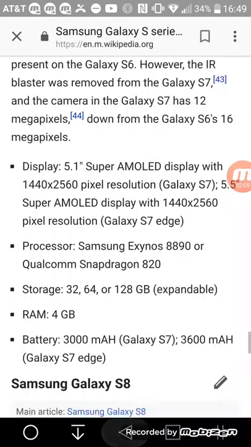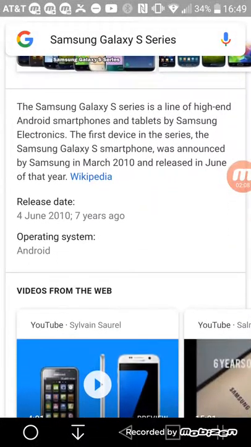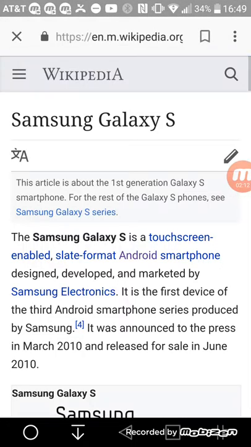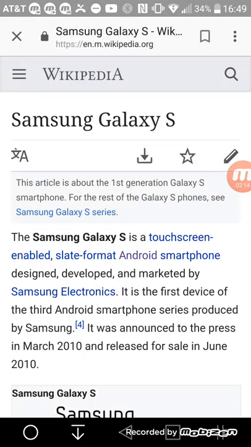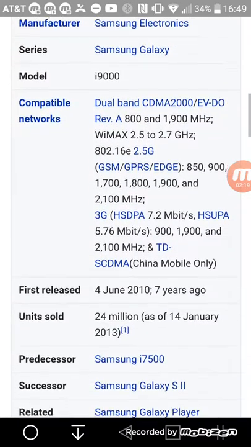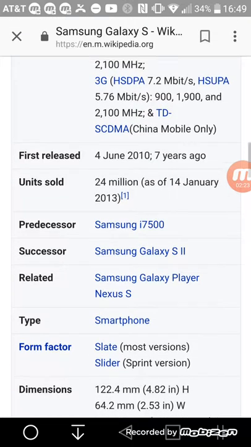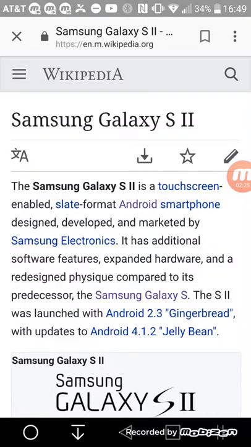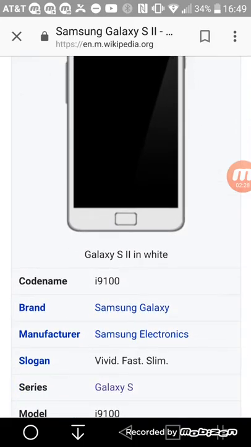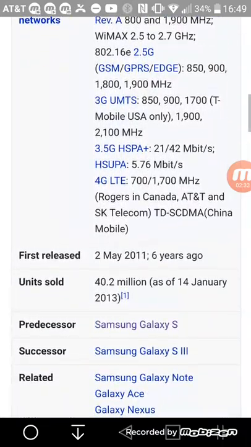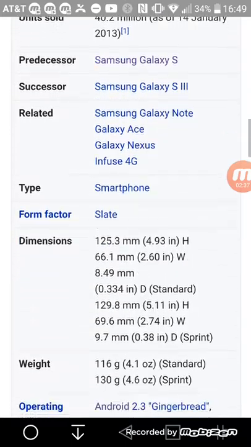So let's go back to that site, because I'm going to show you how. Next year's phone will be the Samsung Galaxy S9 and then the S10. Its successor was the S2, and that was launched. The Samsung Galaxy S2 was launched May 2nd, 2011.